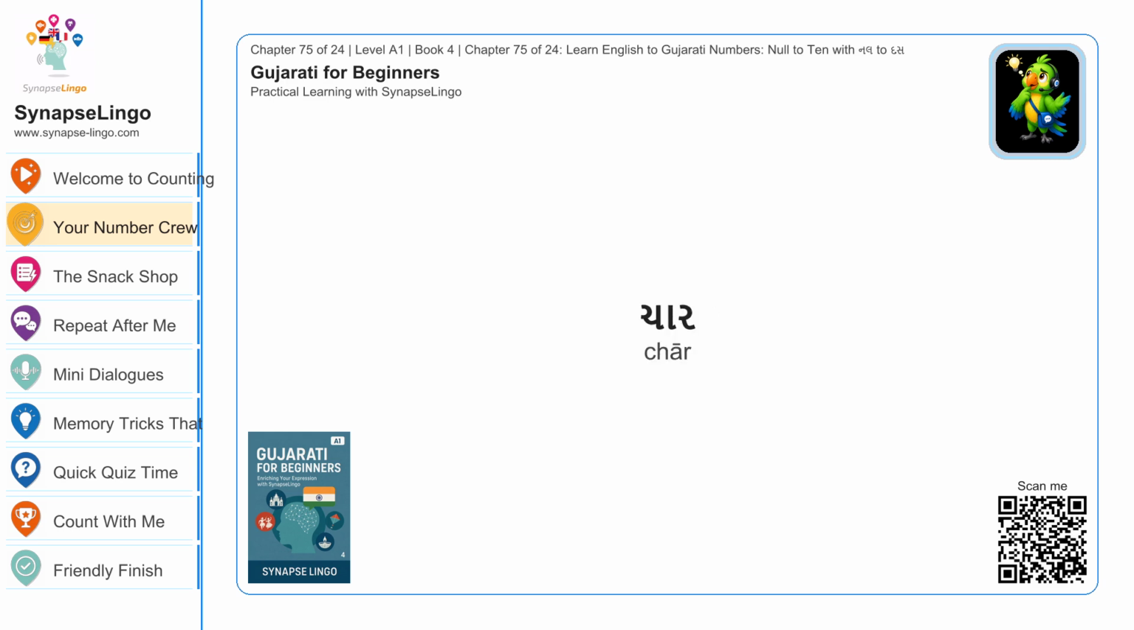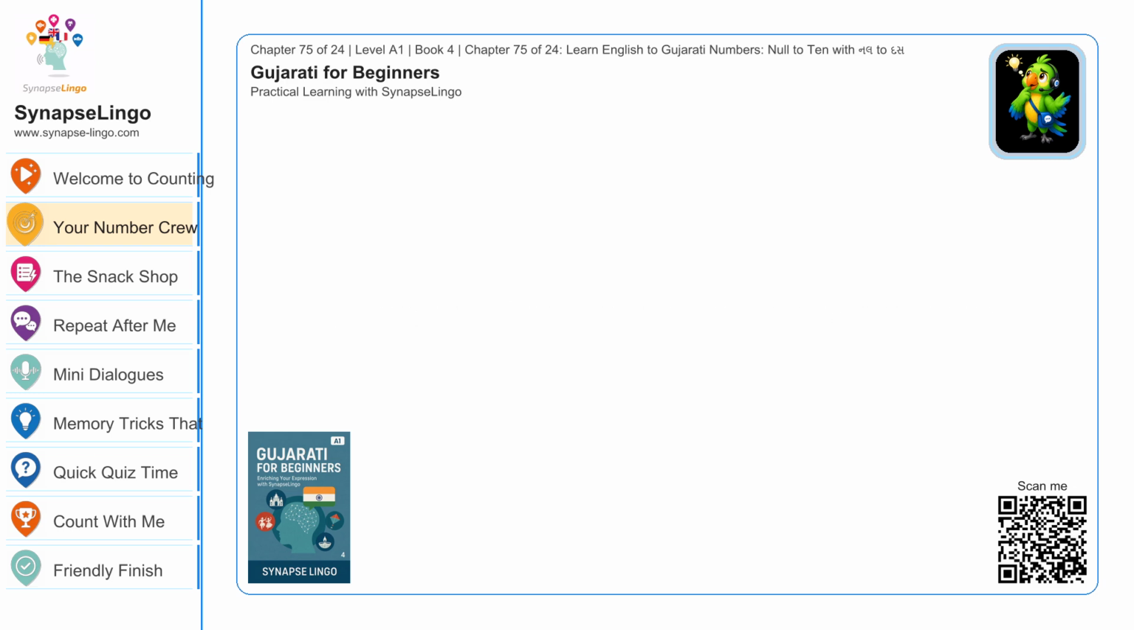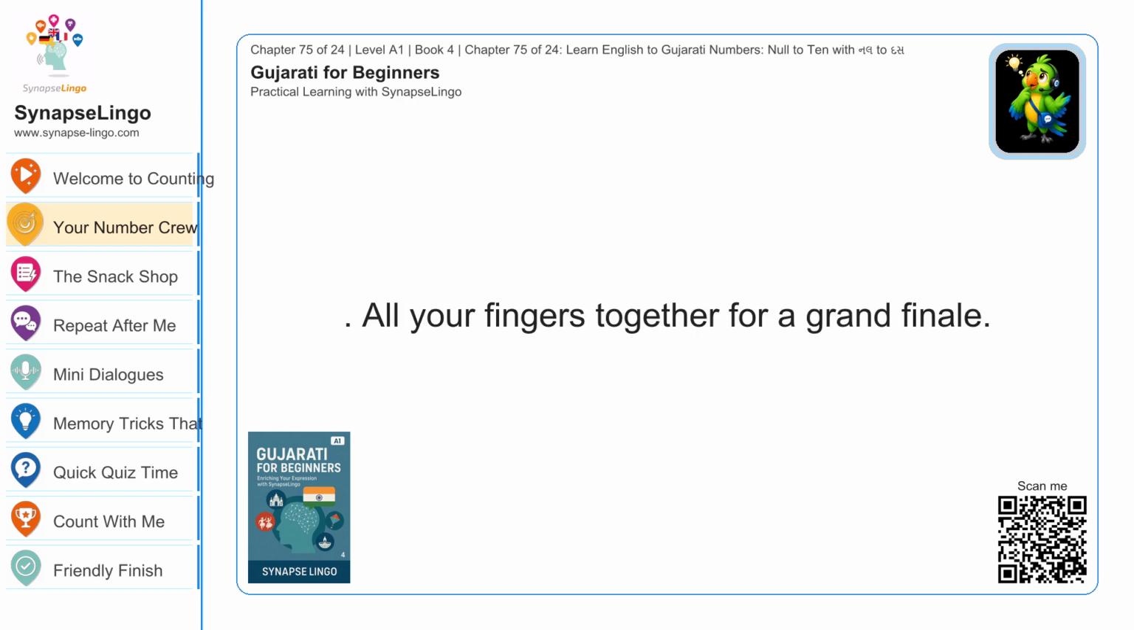4, think 4 wheels on a car. 5, 1 full hand. 6, 5 fingers and 1 more. 7, 7 days in a week. 8, an octopus would approve. 9, 1 less than 10 and 1 step from glory. 10, all your fingers together for a grand finale.